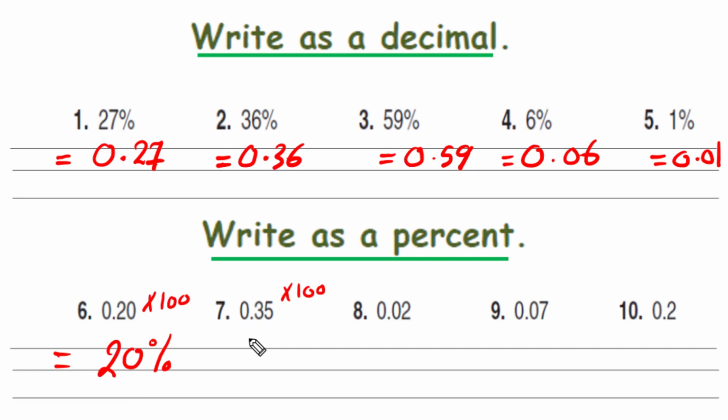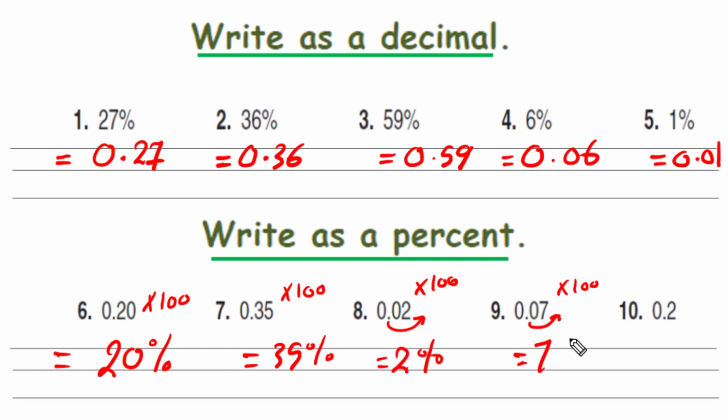We will move the decimal point to the right 2 digits. We get 35%. Next, 0.02 times 100. We will move the decimal point to the right 2 digits, we get 2%. So 0.02 is equal to 2%. Next, 0.07, just move the decimal point to the right 2 decimal places, we get 7%. Next, 0.2 times 100, you have to insert a 0. So we get 20% in the simplest form.